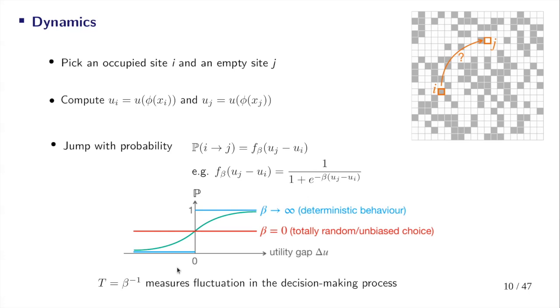Beta is basically the inverse of the temperature, so it encodes the fluctuation or the decision-making process. If beta is infinite, it means that agents are purely rational. If beta is equal to 0, you have a flat probability, equal to 1/2, to jump. So every time you take an agent and an empty site, you have a probability 1/2 to jump whatever the utility where you are and the utility where you want to go. With increasing beta, you can interpolate between purely irrational agents and purely rational agents. This is the main ingredient, but the specific shape of this function is not important.